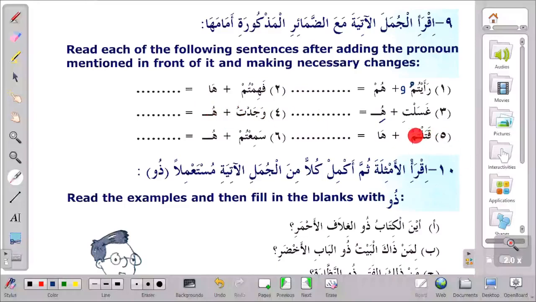Qataltum. So qataltumuha. If you are adding any pronoun, and I mean any pronoun as an object, and you are attaching it to a verb ending with tum, that's when you have to add the wow. So qataltumuha. You see, sami'tumuha. Okay.